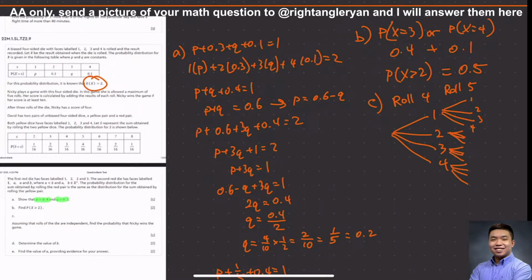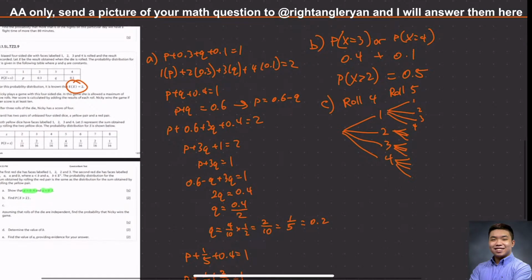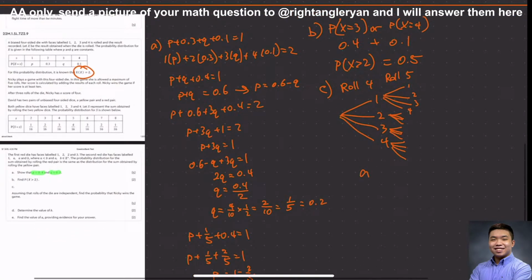So that means if Nikki has a score of 4 already, I need at least 6 points for the 4th and the 5th roll. That means I need either 2, 4, or 4, 2, or 3, 3. No, I can't even have 1, 4. So, 3, 4, or 4, 3, or 4, 4, right? That's 6 combinations.